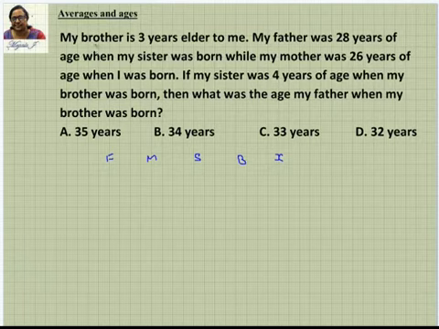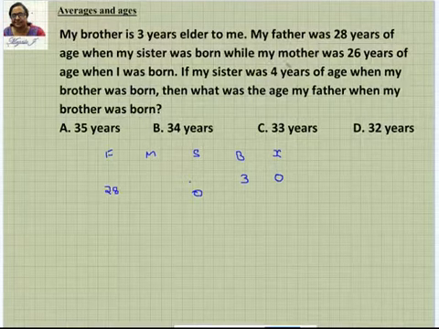So here we are going to see my brother is 3 years elder to me. So elder to me, that means when this person was born, the brother was 3 years. He's 3 years elder to him. My father was 28 years of age when my sister was born. So this is nowhere related to this one. So I can't write it in the same line. So I'll write it here. When the sister was born, father was 28.